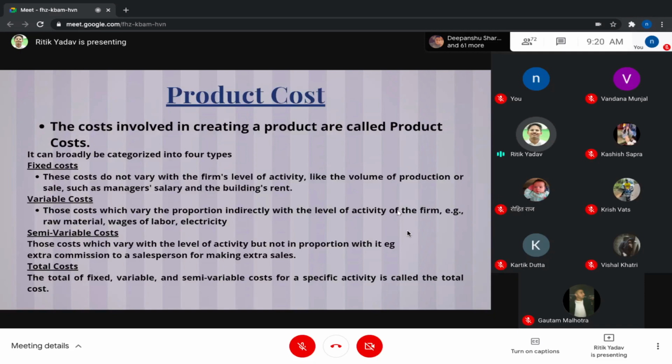Now, it can broadly be categorized into four types. The first type is fixed cost. The fixed costs do not vary with the firm's level of activity, like the volume of production or sale, such as manager's salary and the building's rent. It means they are fixed. It is not possible to exempt them from the expenses.